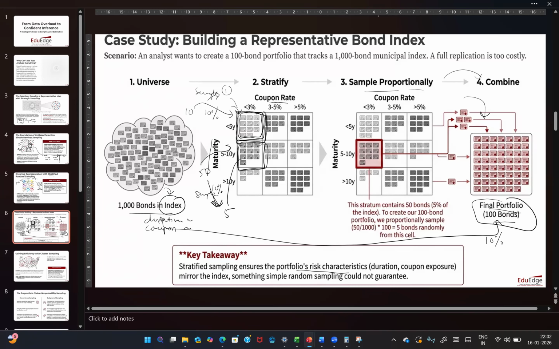But as far as possible, stratified sampling is going to give us values which are close to the original duration and coupon, but still might not be exactly the same. And you can never match it, right? Because you're creating a sample out of the overall population. But any which way, stratified sampling is still better than simple random sampling when it comes to matching these characteristics. So that is what this slide is talking about.